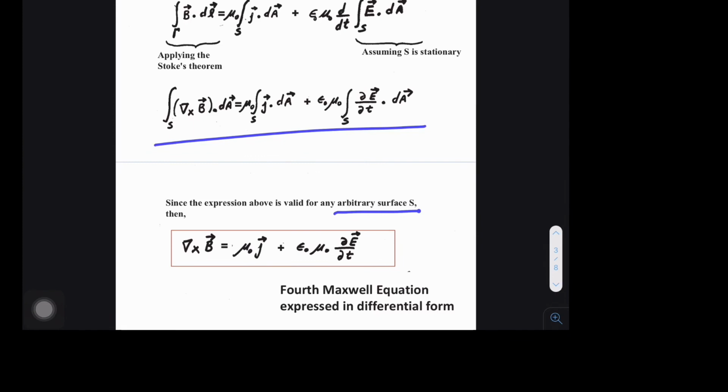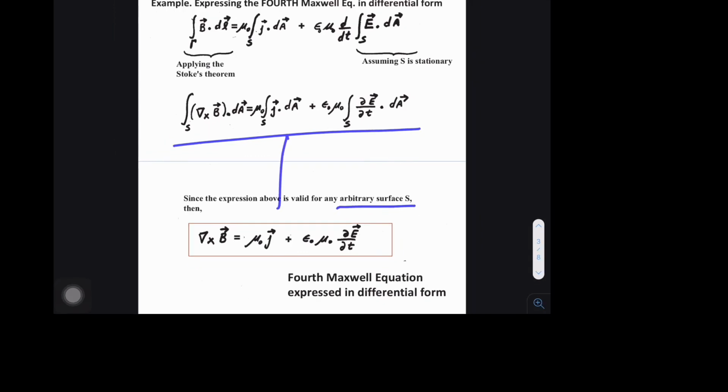Now, as this expression is valid for any arbitrary surface S, we can write the integrands of both sides to be equal, which gives us this equation, where the curl of the magnetic field B is equal to mu naught times the current density J plus epsilon naught mu naught times the time rate of change of the electric field E. And this is Maxwell's fourth equation in differential form.